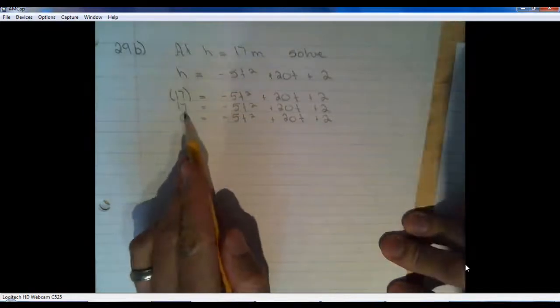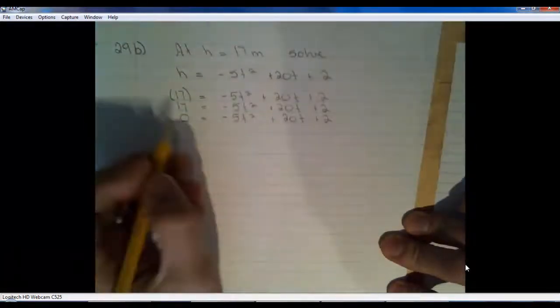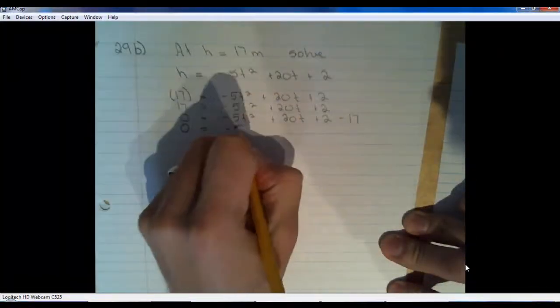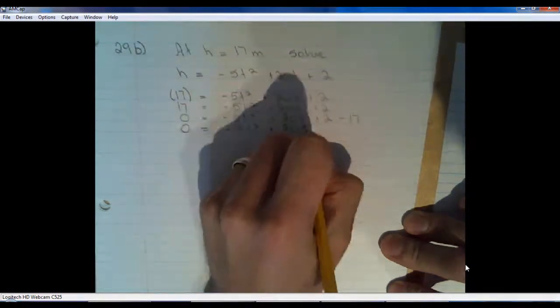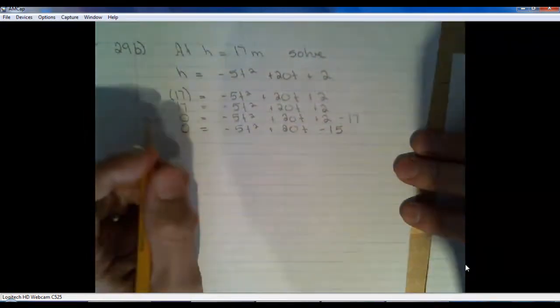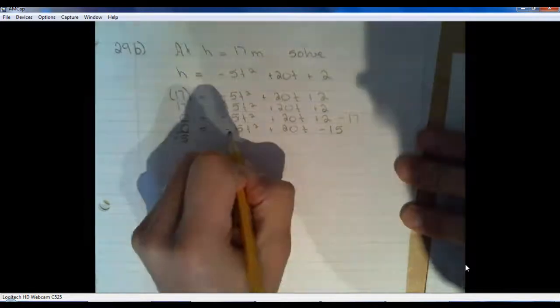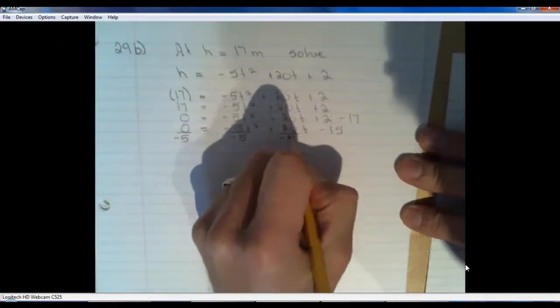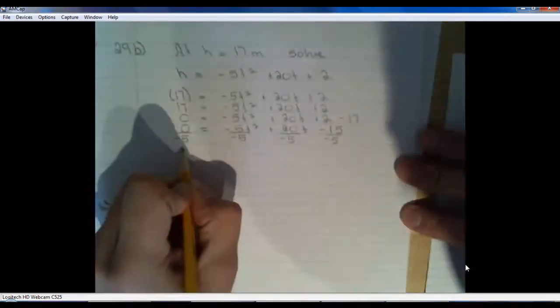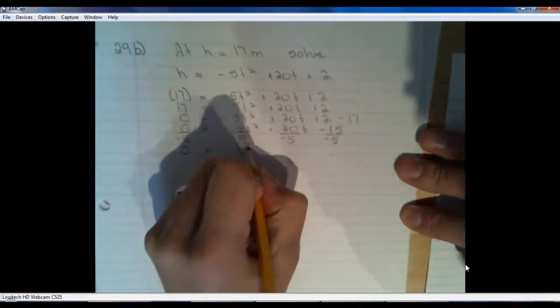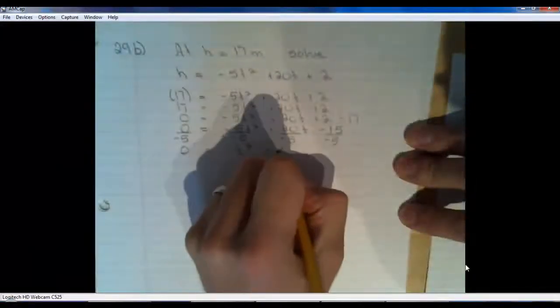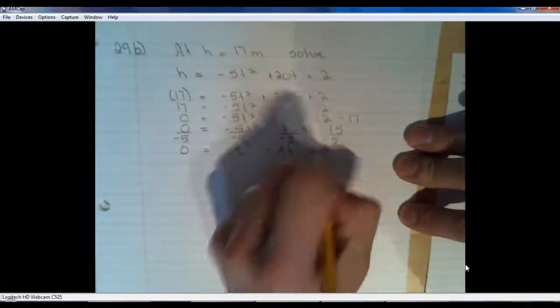So as you can see, I've started here, 17, I need to send over still to this side, so it's 2 minus 17, so 0 equals minus 5t squared minus 15, okay. What I'm going to do, I'm going to divide everywhere by minus 5. I can do that. I can divide every term by minus 5. 0 divided by minus 5 is 0. Here I get t squared minus 4t plus 3.